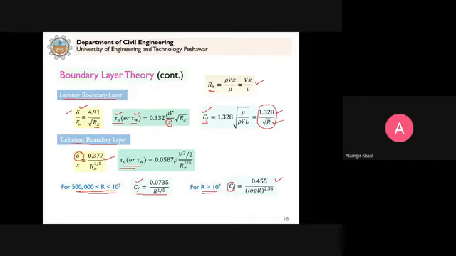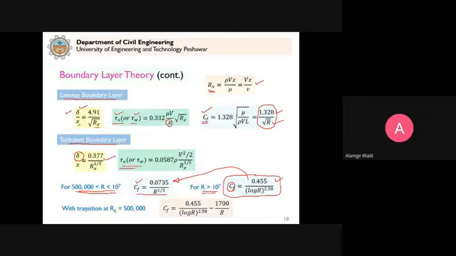So this equation was given by Schlichting, clear, an engineer, Schlichting. He gave this equation, and you will see that even for R less than 10 power 7, still if you use this equation, this will give values very close to this equation. So that's why commonly engineers use this equation for the entire range of turbulent boundary layer. This is written in your textbook.